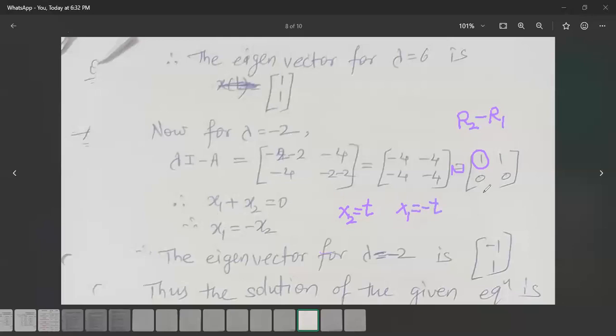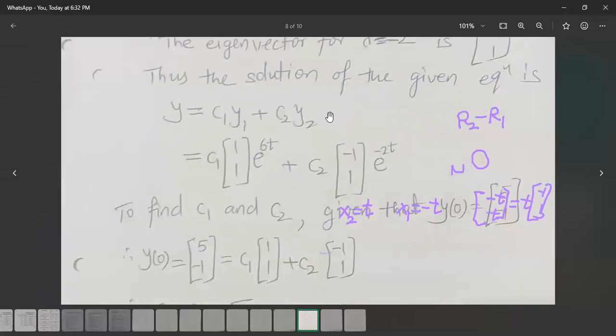So what will your matrix be? The matrix will be minus t, t. Again, you take t common. What you are left with inside is the column matrix minus 1, 1, which we have written over here. So it is the eigenvector for lambda equal to minus 2. Got the thing? Yes. Okay.